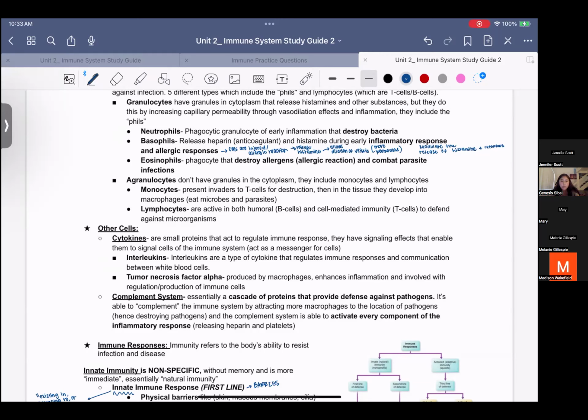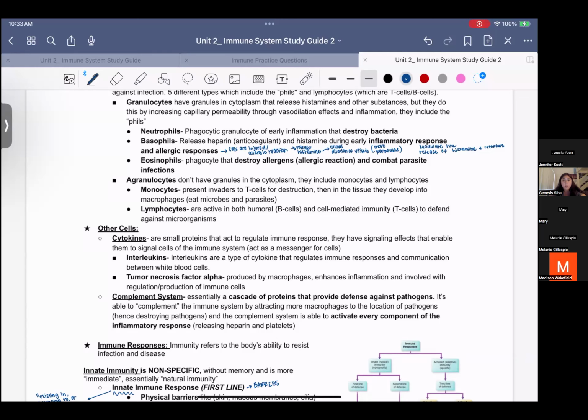So neutrophils, this is for early, and this can just help you in a clinic setting, I think. This is for early inflammation. Basically, if you see them be high in a clinic setting, you know that it's probably a newer infection as well, as these are the first leukocyte that goes to the infection site. So it's early inflammation that destroys bacteria.